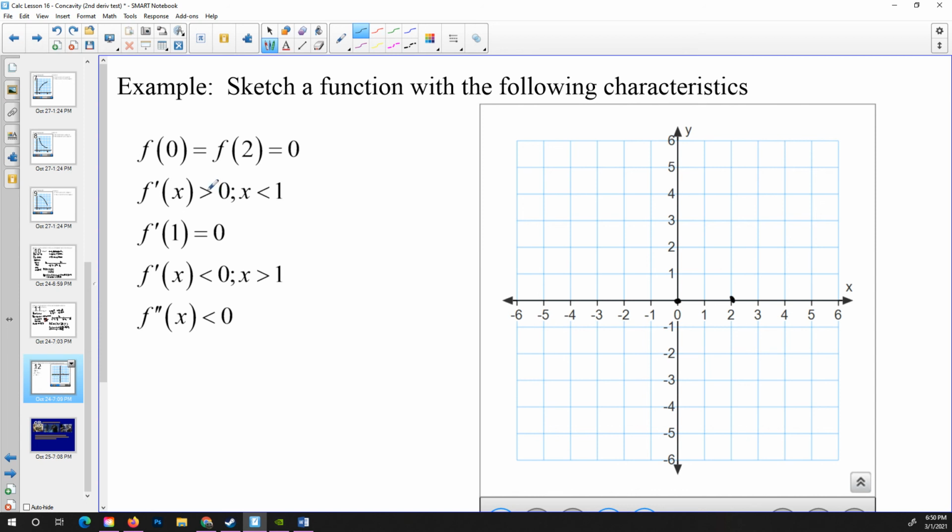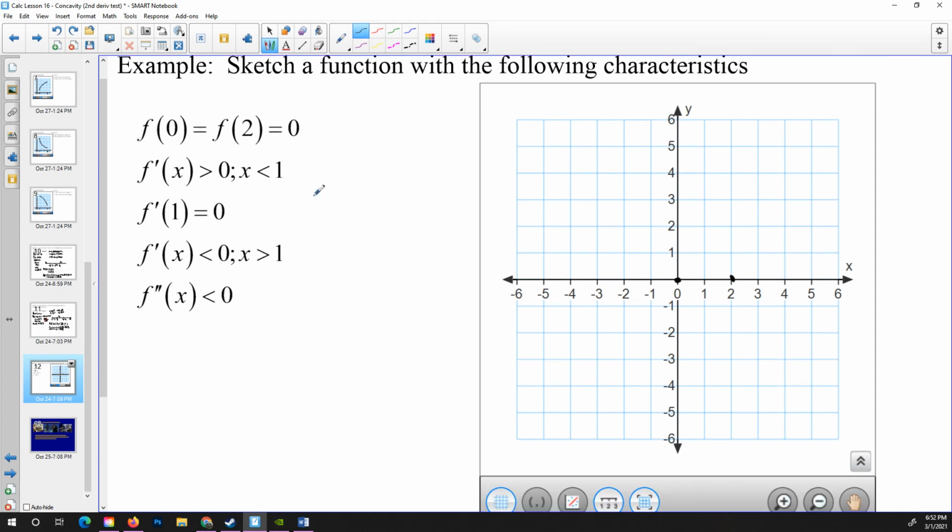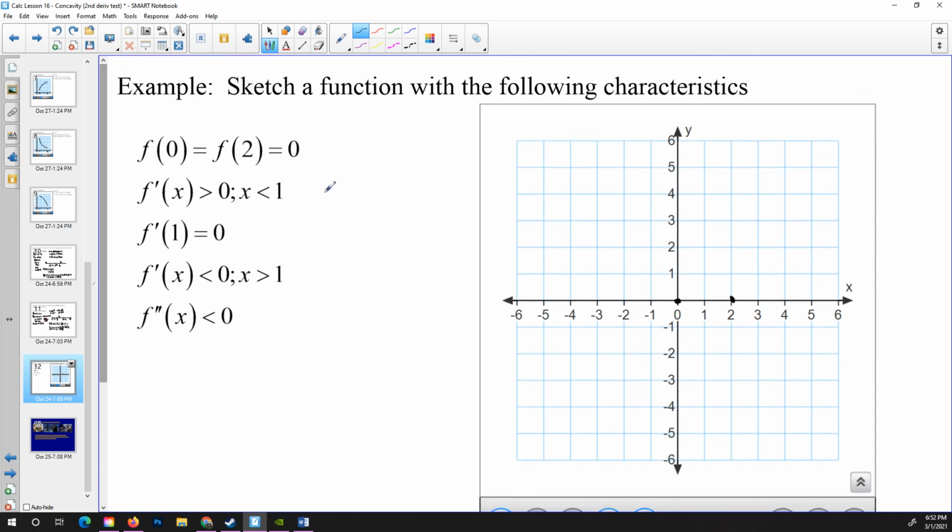So now the second statement here says that the first derivative is greater than 0 for values of x that are less than 1. So from 1 down, this thing has a first derivative that is going to be greater than 0. So we know that this function is increasing on the interval negative infinity to 1. Because for all values of x that are less than 1, the first derivative is going to be positive.